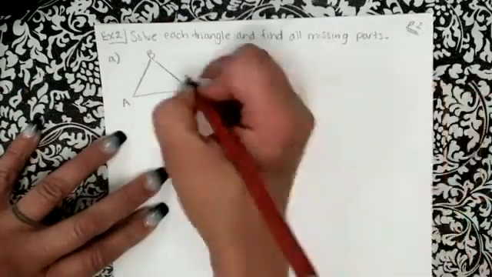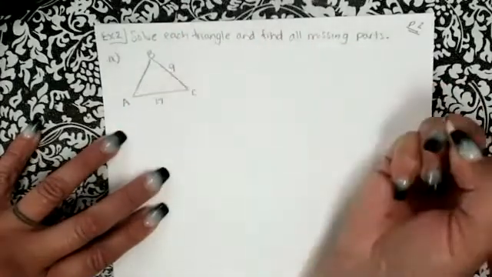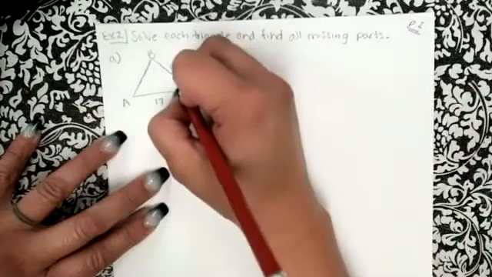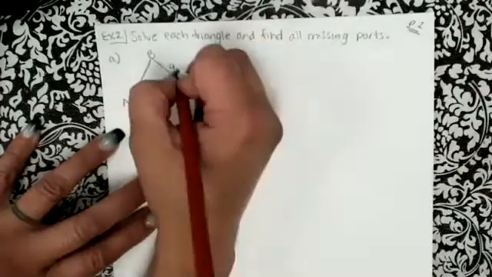Here we'll say side A is 9. We'll say side B is 17. And angle C is 65 degrees. And let's give these units. We'll say these are meters.